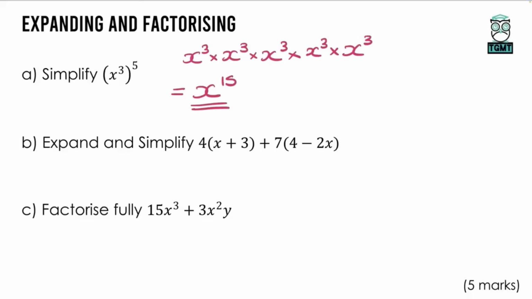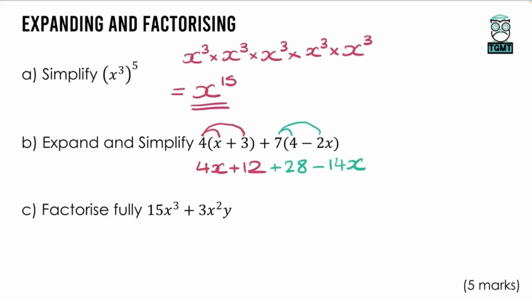For the expand question, we have 2 sets of brackets, and noticing in that second bracket we have 4 minus 2x, which is always something that might throw you. So just be really careful here. We are multiplying the first bracket by 4, and that would become 4x plus 12. And the second bracket, we are multiplying by 7. So 7 times 4 is 28. That's going to be positive 28. So plus 28. And then 7 times minus 2x will be minus 14x.